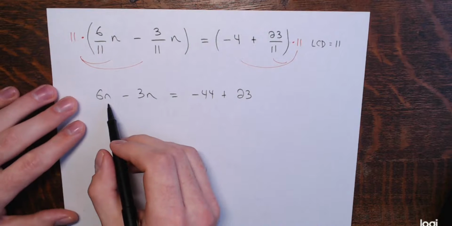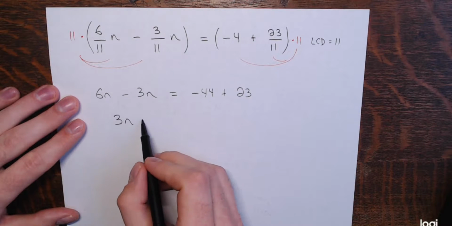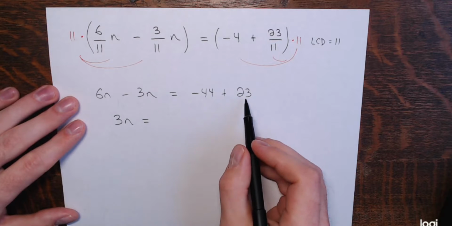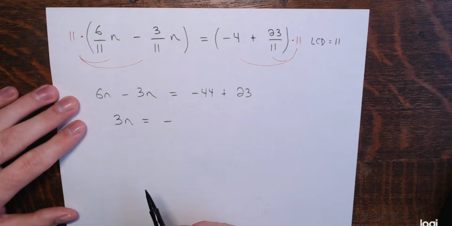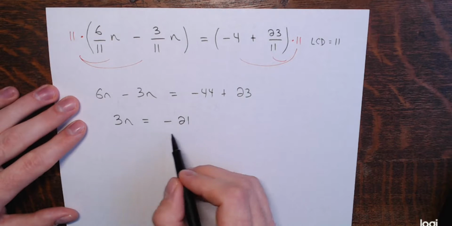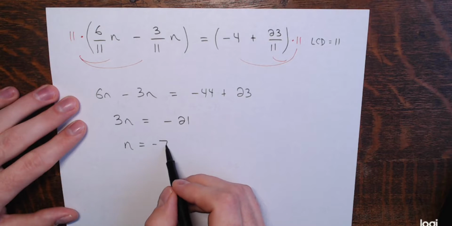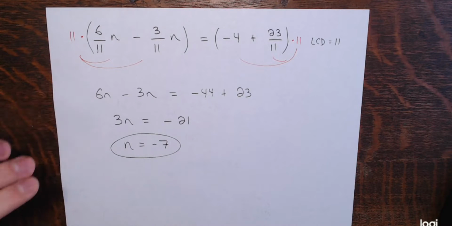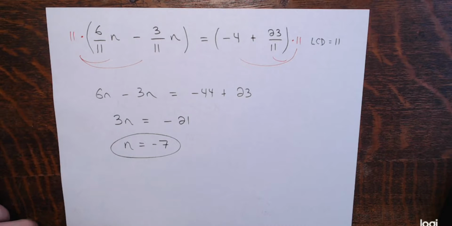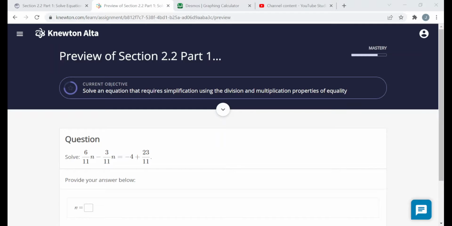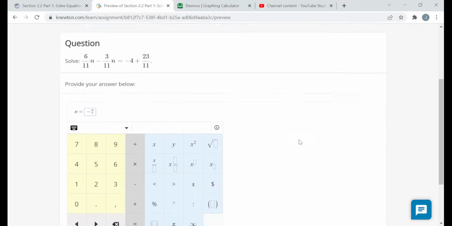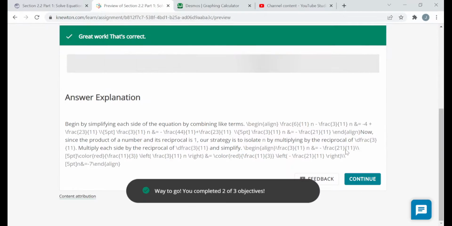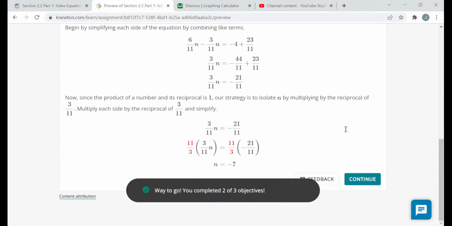Right. 6n minus 3n is 3n. Then -44 plus 23 would be negative, and then the difference between 44 and 23 is 21. -21. Then dividing both sides by 3, n must be -7. Right, 3 times -7 is -21. Great. And again, if you want to check, please check the solution back in the original equation. Make sure it makes it a true statement. But if you're doing everything right, it should. So n equals -7. Great. All right, so that objective's done now.